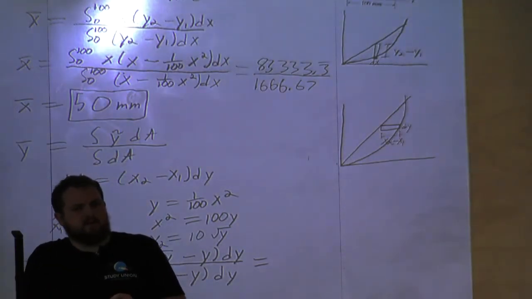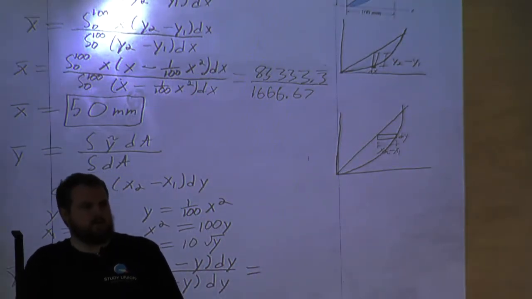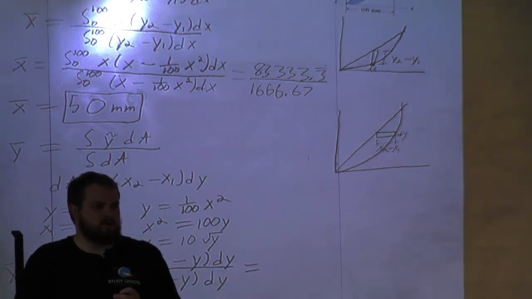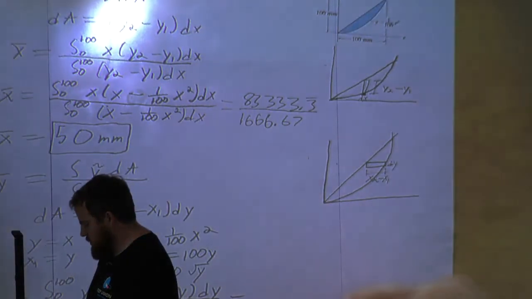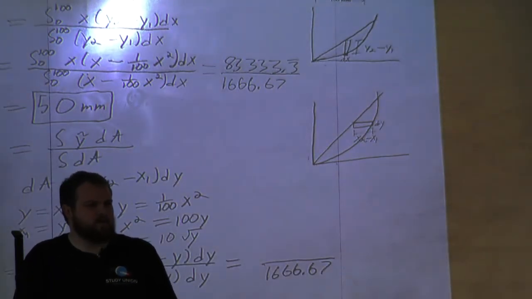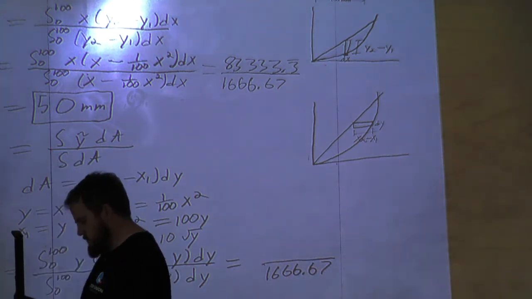Does anyone know an even faster way to save time for this part? What is our denominator? It is the same thing as the top one. It's the same thing as this. So this is going to be 1666.67 because it's just dA. So whether you're using your x's or your y's, it's going to be the same. And we can prove that. I mean, plug it into the calculator. Might as well do that.